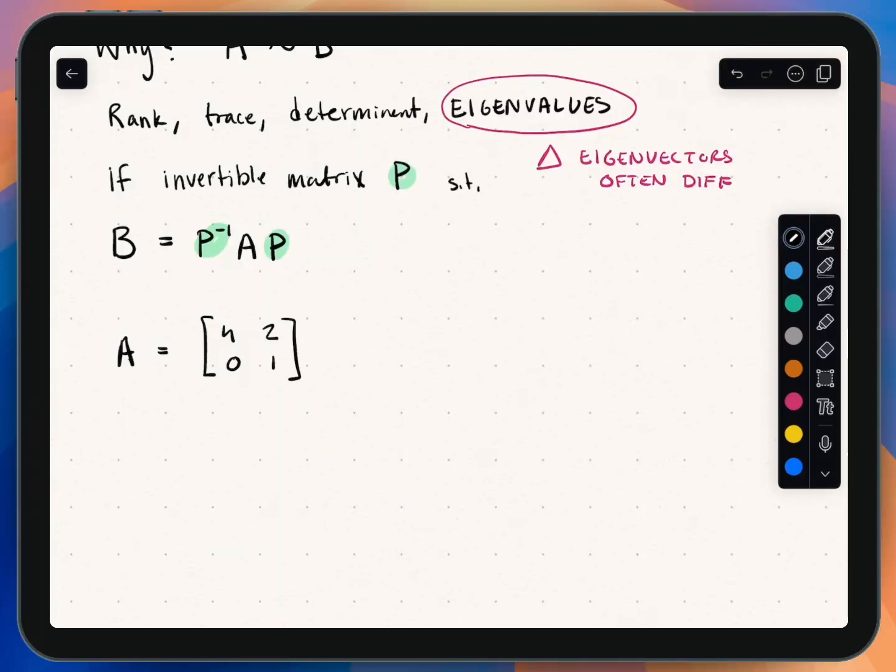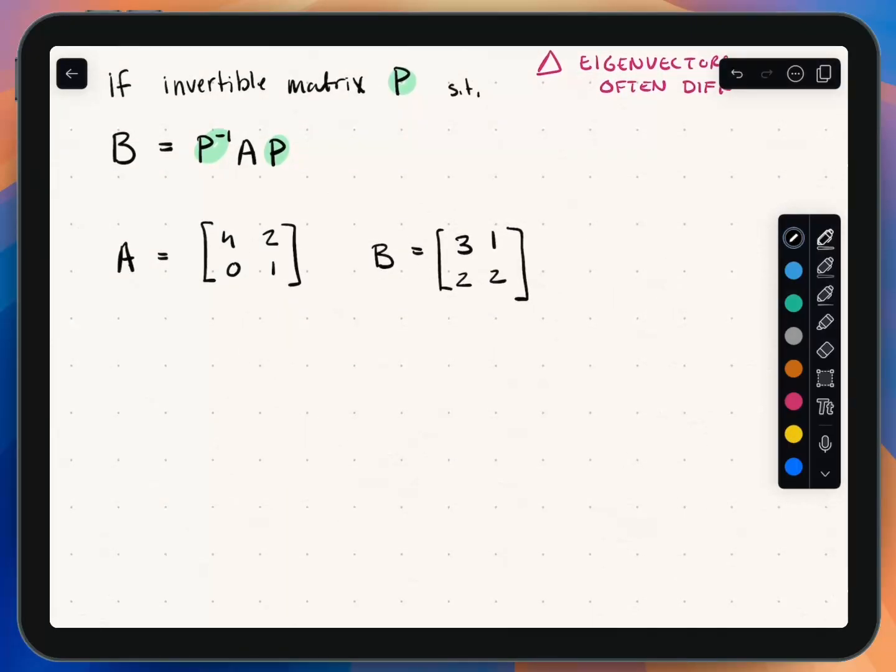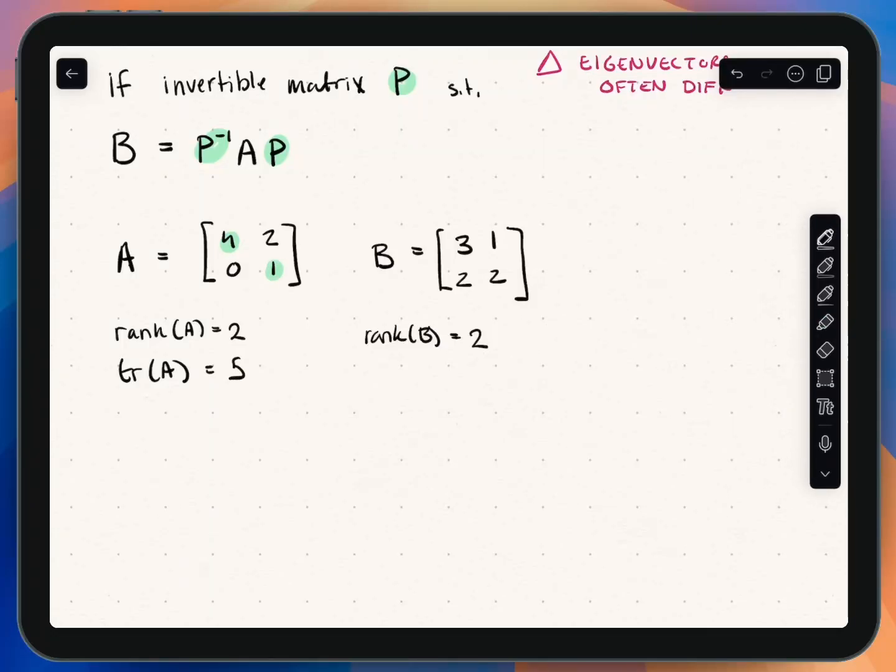1, and the matrix B be equal to 3, 1, 2, 2. And again, we can kind of see here, for both of these matrices, they have linearly independent columns, which means that the rank of A is equal to 2, and the rank of B is equal to 2. Next, we can look at the trace. So the trace of A is summing up the elements on the diagonal. So in this case, that's going to be 5. And the trace of B is also summing up the elements on the diagonal, which in this case is going to be 5.